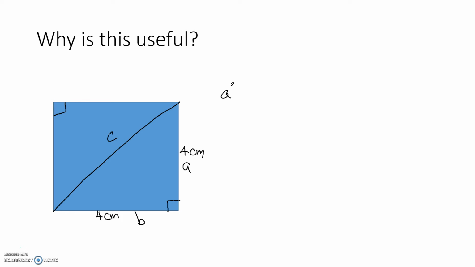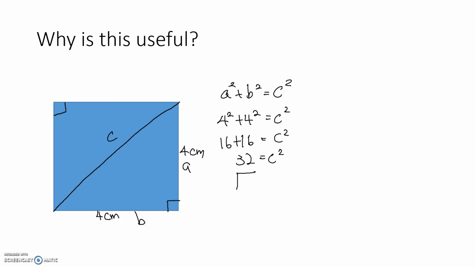A squared plus B squared equals C squared. This is the mathematical formula associated with the Pythagoras theorem. A squared is 4 squared, B squared is similarly 4 squared, equals C squared. 16 plus 16 equals C squared. 32 equals C squared. Therefore, you take the square root of both sides. C is the square root of 32 units. That's how the Pythagoras theorem can be useful.